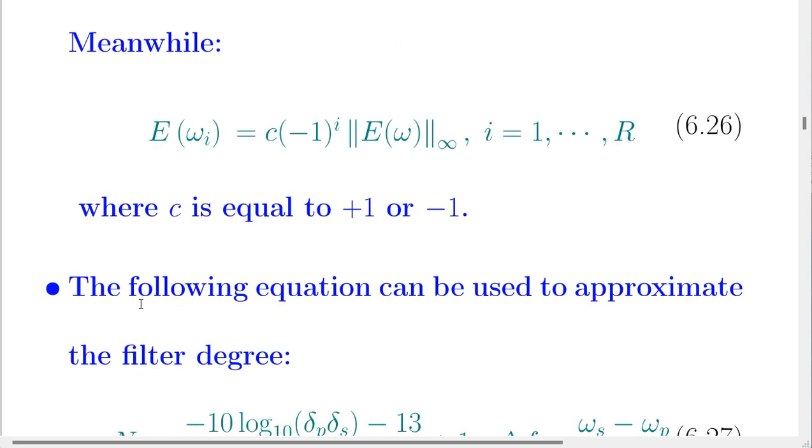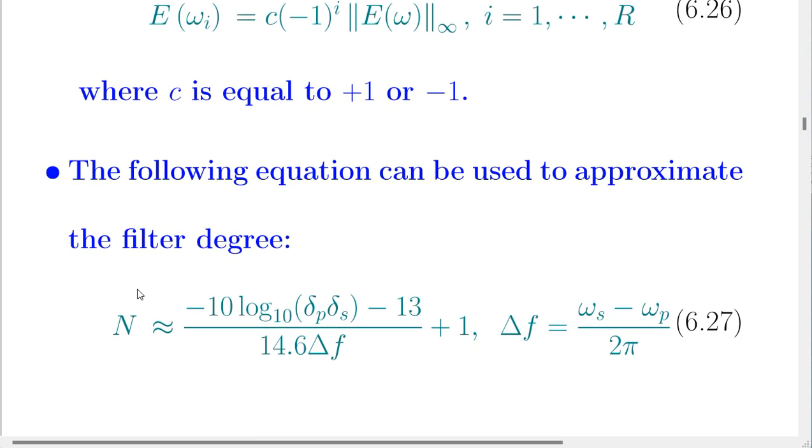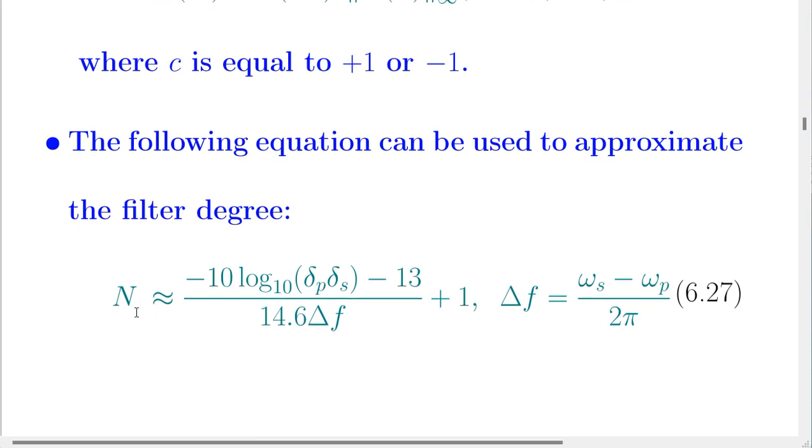The following equation can be used to approximate the filter degree. Okay, here you see an approximation to find the degree. We will use it inside the Python program. Okay, delta F has also been defined as the difference between the stopband and passband frequencies.